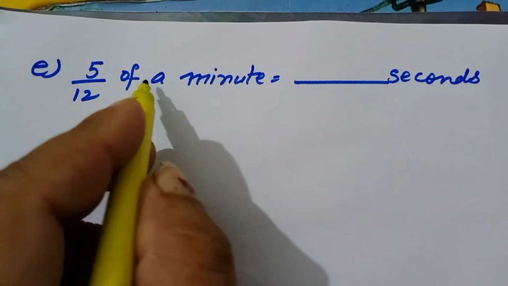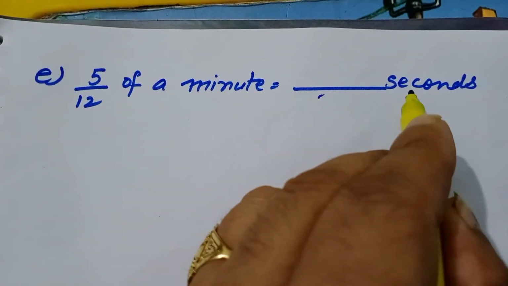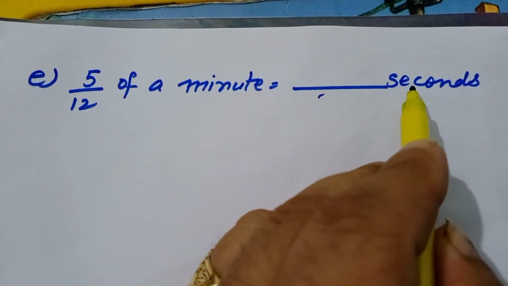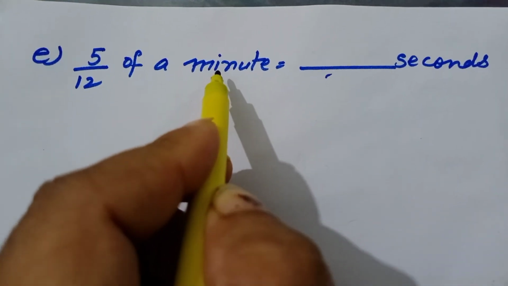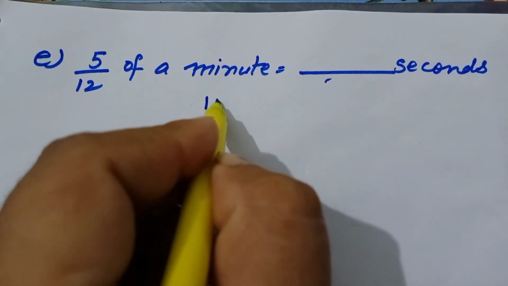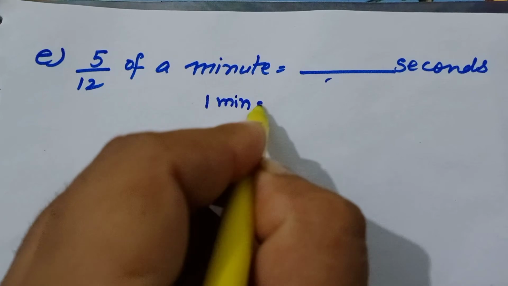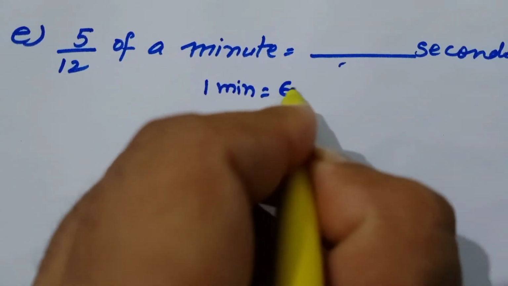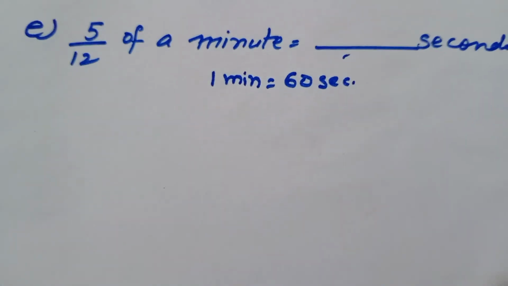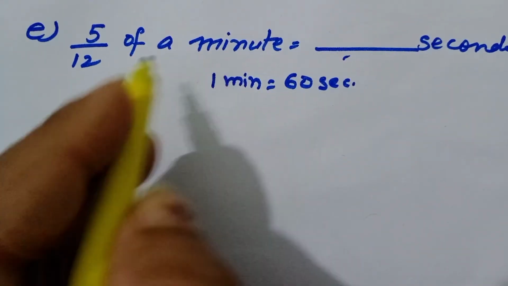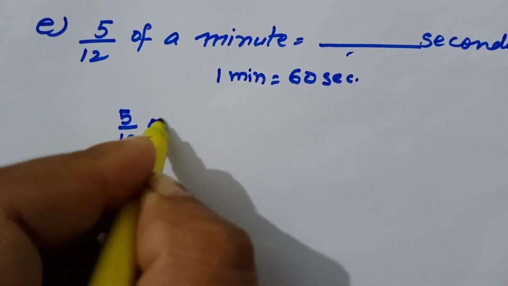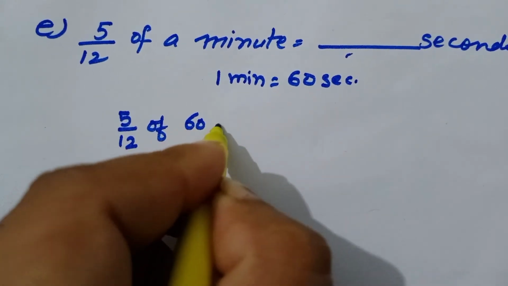So 5 by 12 of a minute is equal to dash seconds. Students, here we have minutes. The answer we need in seconds. So first we will convert this minutes into seconds. You all know 1 minute is equal to how many seconds? 60 seconds. So here for 1 minute, 5 by 12 of 60 seconds.